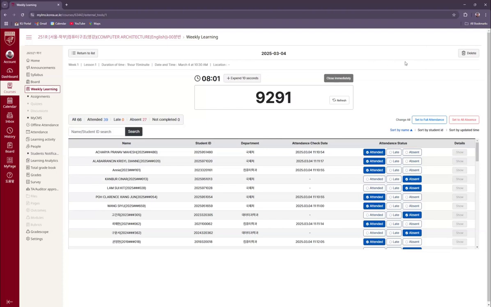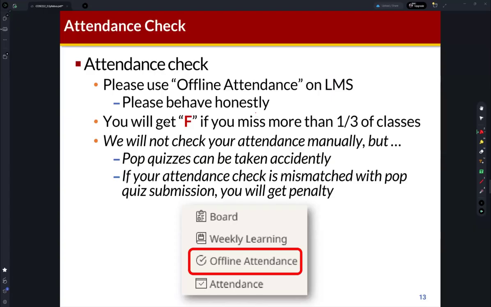So why is it important? I will just close this share. It is because you will get F if you miss more than 1/3 of classes. So if you miss more than 10 lectures, then you will get F. This is just a rule, just a law from the government. I don't know why, but if you miss more than 10 classes, then you will get F. So please check your attendance on LMS.